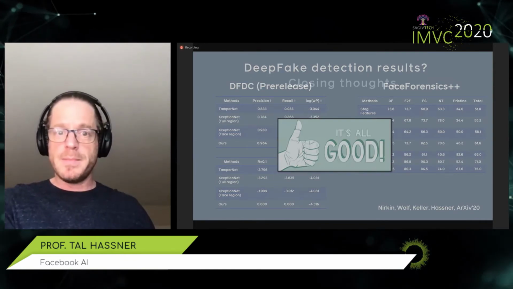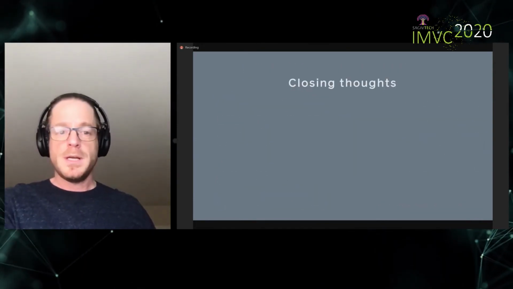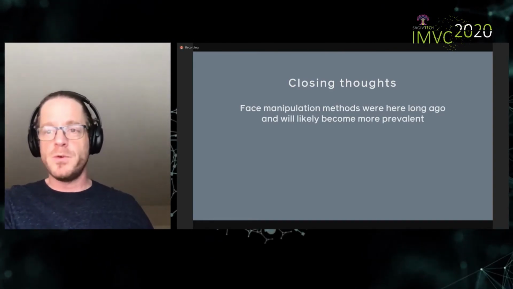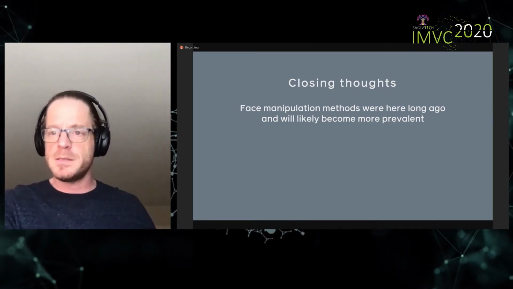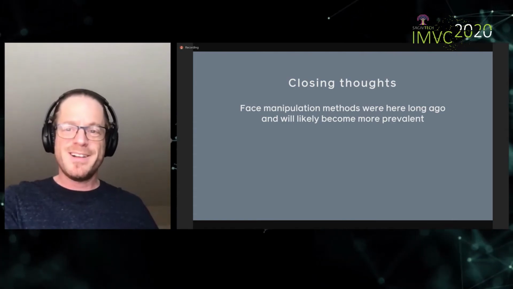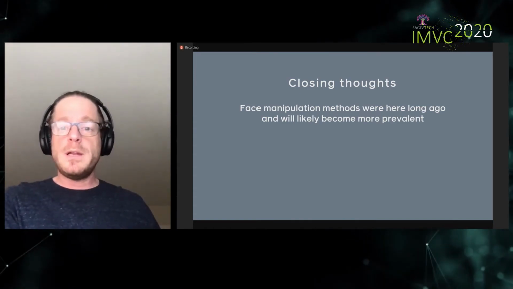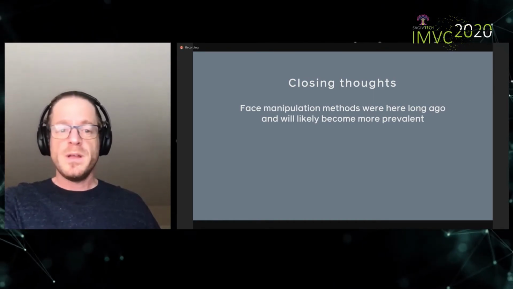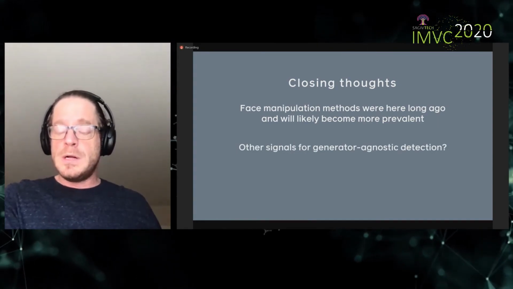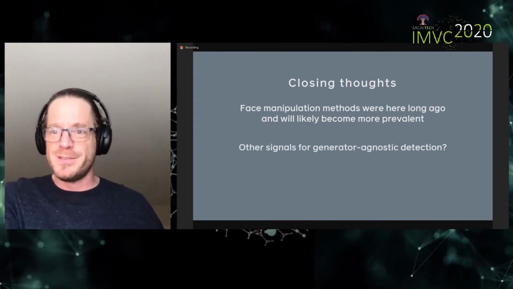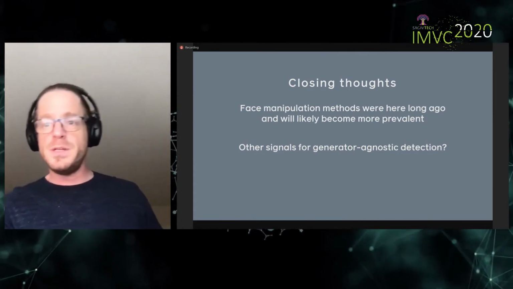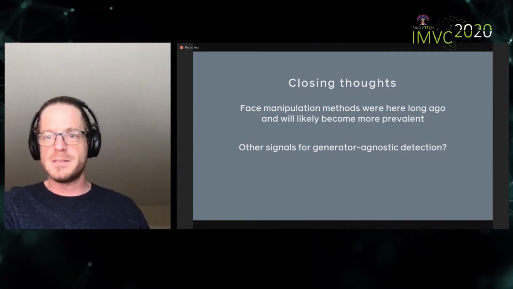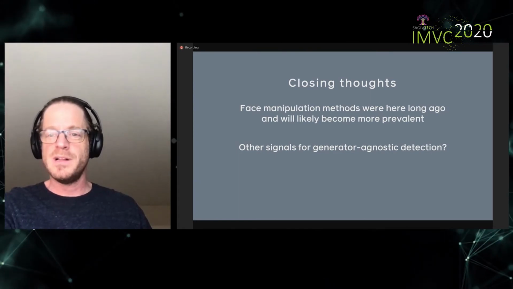And with that, I think I'm at time, so I'll just leave you with some closing thoughts. Face manipulation methods, face swapping, face reenactment have been here long ago, longer maybe than a lot of people realize. Again, 2004 or even 2002. And they will likely become more and more prevalent as results become more photorealistic and the technology becomes more and more accessible. And this is just faces; there are other domains where there are both opportunities and risks in doing these manipulations. Faces as a domain is certainly not where these things are stopping.